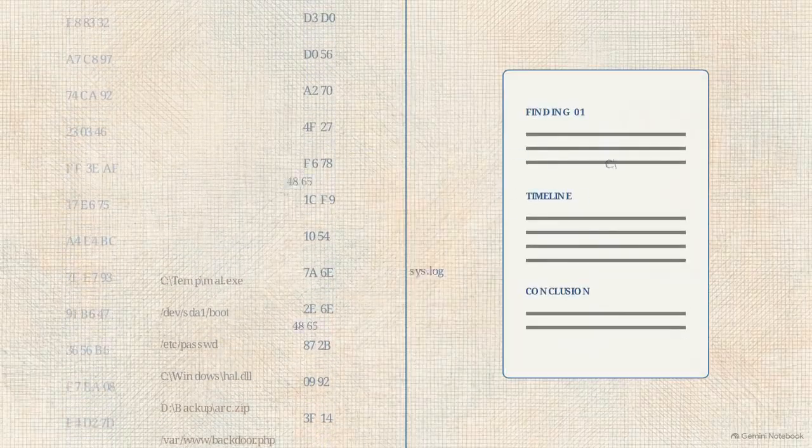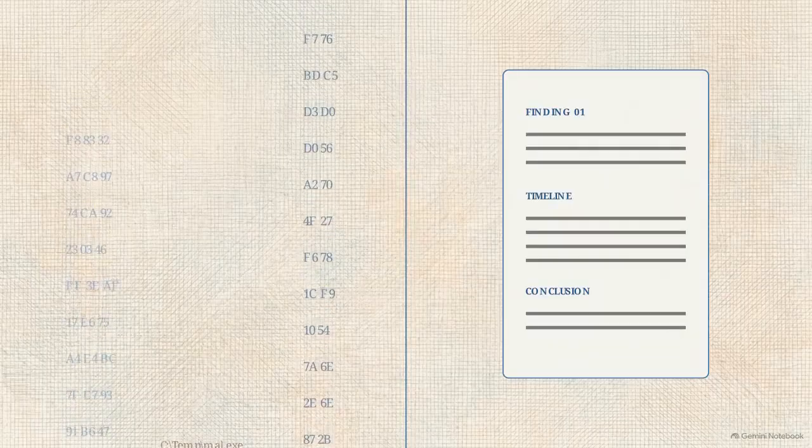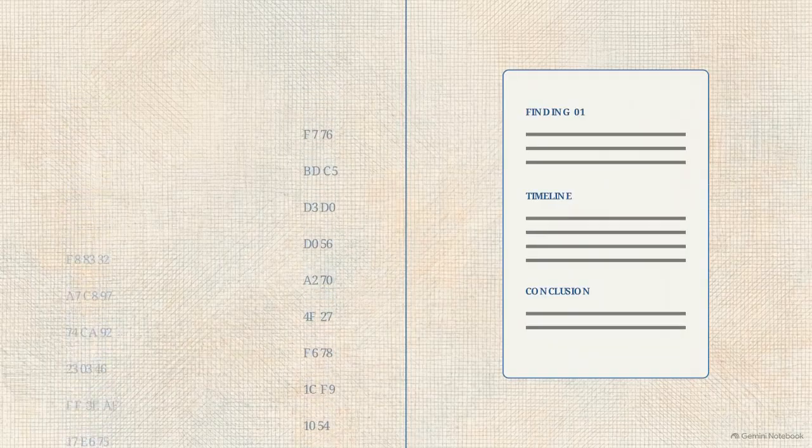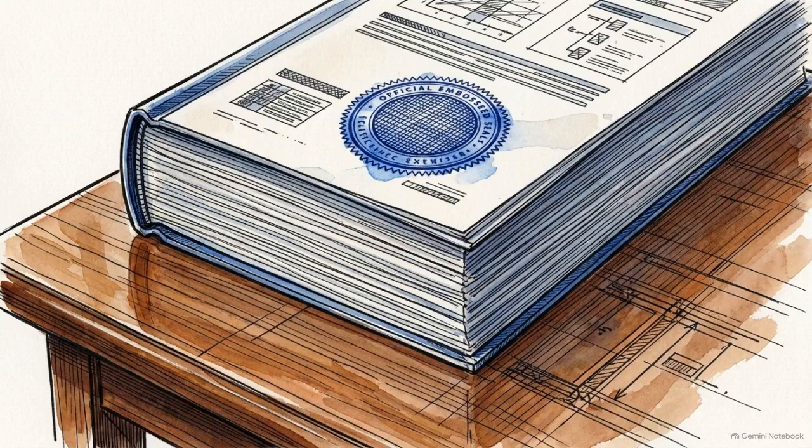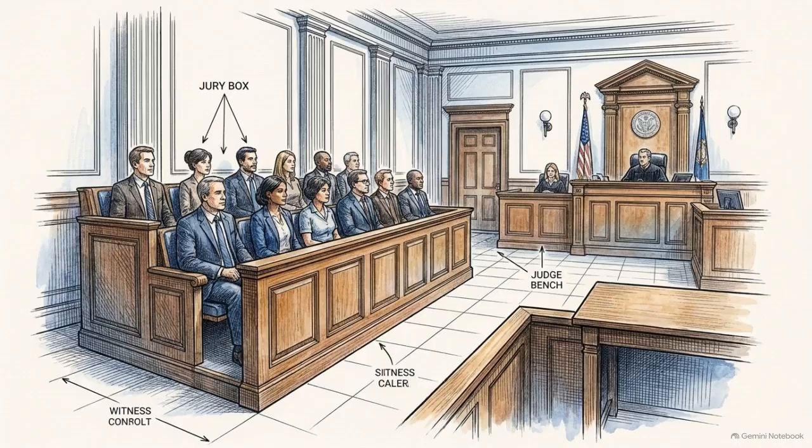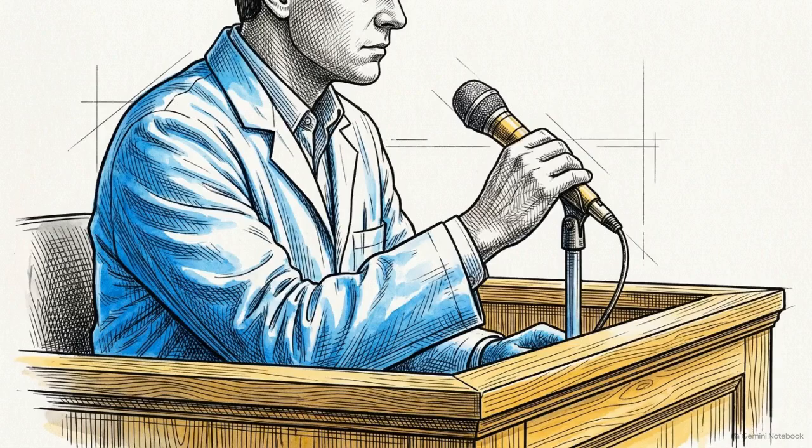Finding the evidence is only half the job. The investigator must now translate weeks of abstract hexadecimal code, network logs, and file paths into a formal, structured legal document. This comprehensive investigation report has a specific target audience. It must clearly explain complex technical conclusions to prosecuting attorneys, judges, and jury members who likely have no background in computer science. The final test for the digital investigator is taking the stand to present these findings.